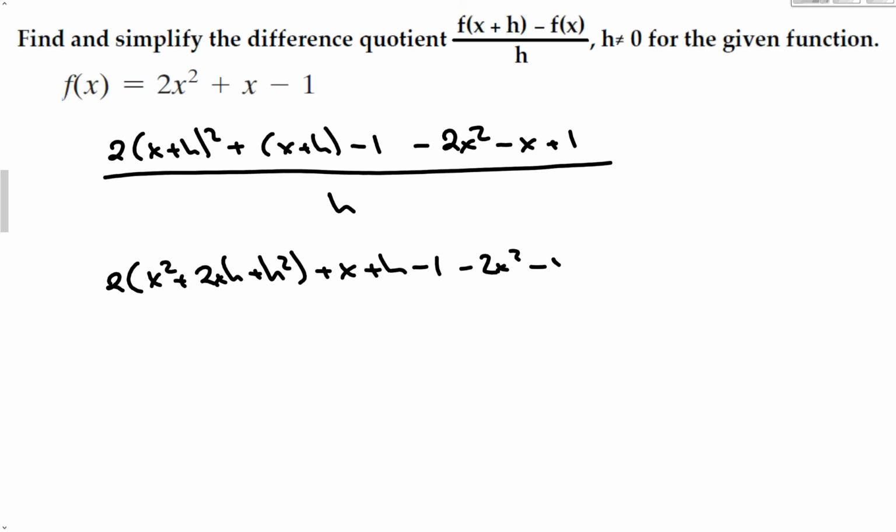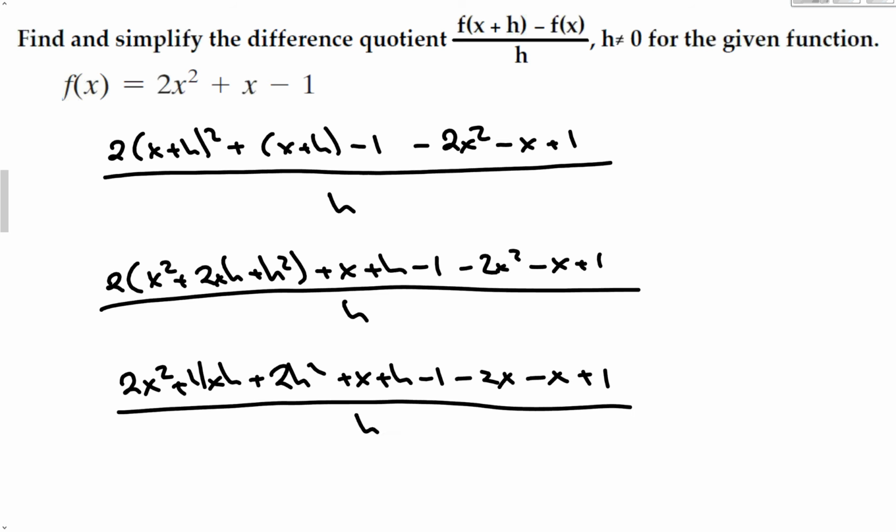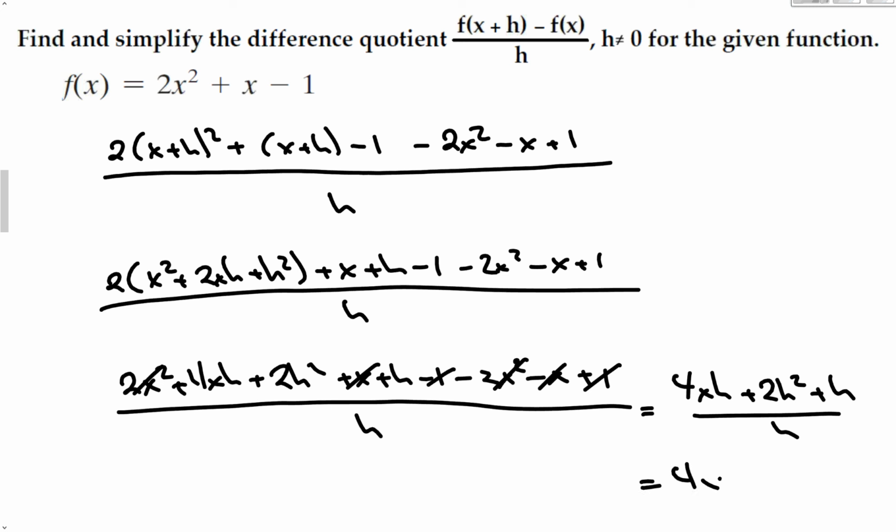minus 2x squared minus x plus 1, over h, and distribute the 2 to give me 2x squared plus 4xh plus 2h squared plus x plus h minus 1 minus 2x squared minus x plus 1, all over h. And if I did this right, 2x squared minus 2x squared, plus x minus x, minus 1 plus 1, and then I'm left with 4xh plus 2h squared plus h, over h. Factor out the h and cancel to give me 4x plus 2h plus 1, which is my difference quotient.